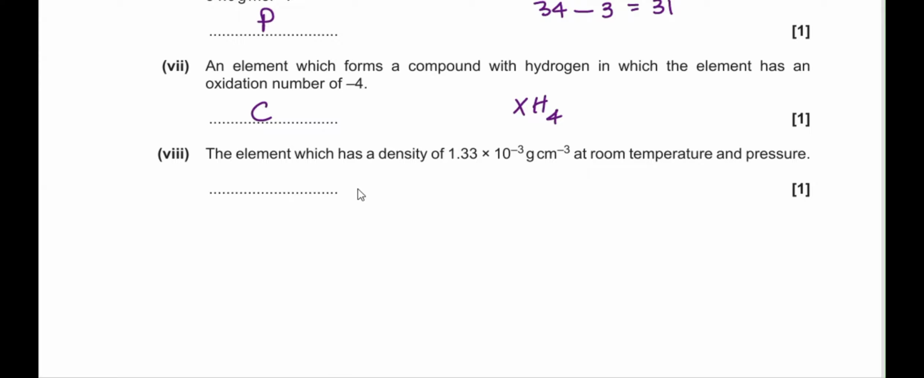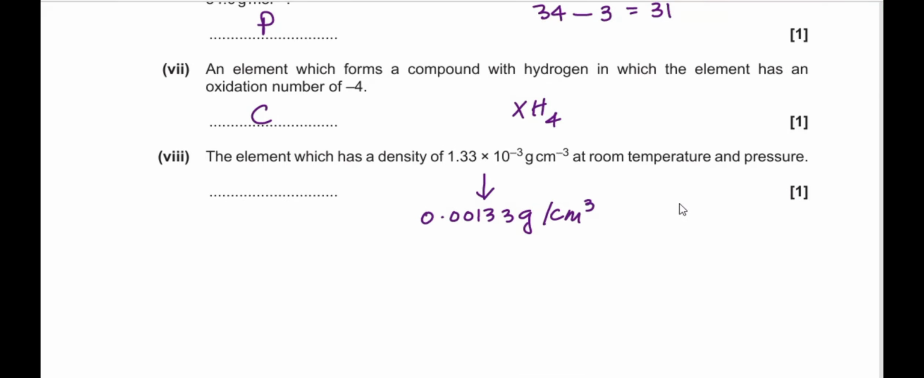Part 8. The element which has a density of 1.33 times 10 to the power of -3 grams per cubic centimeter at room temperature and pressure. Now this density is very small. We can write this as 0.00133 g per cubic centimeter. In comparison, water has got a density of 1 gram per cubic centimeter. So this must be a gas.